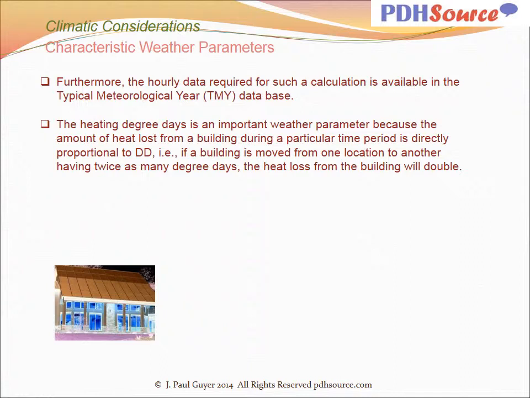The heating degree days is an important weather parameter because the amount of heat lost from a building during a particular time period is directly proportional to degree days. That is, if a building is moved from one location to another having twice as many degree days, the heat loss from the building will double.